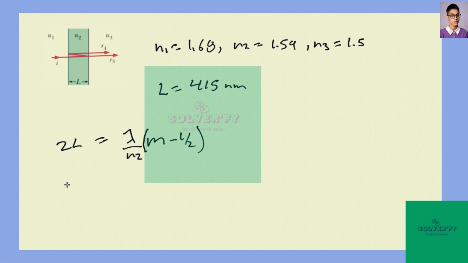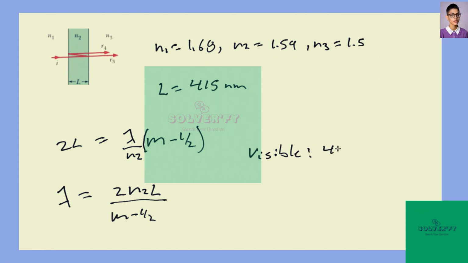Now we can solve for lambda. We have that lambda is going to equal 2 times N2 times L divided by m minus 1/2. And for each integer m, there will be a different lambda that satisfies this constructive interference requirement. And so we have to find the wavelengths lambda that fall in the visible spectrum. And I'll just remind you that the visible wavelengths are between 400 and 700 nanometers.